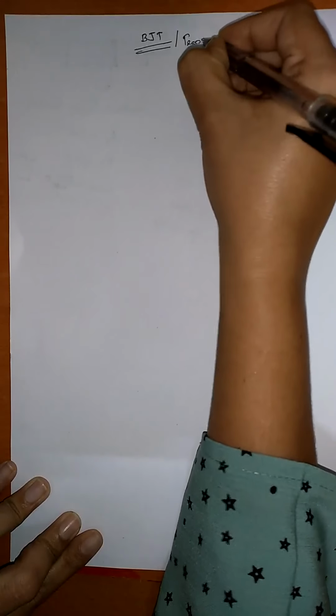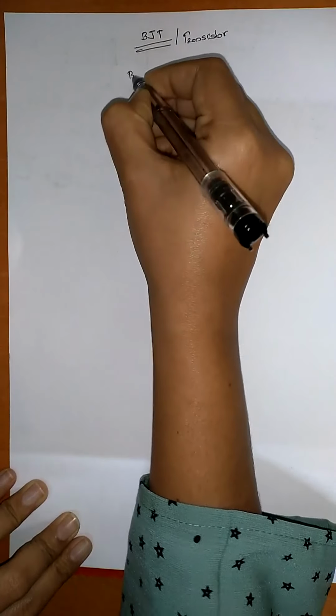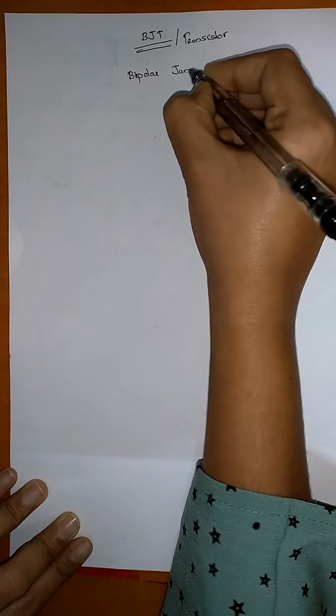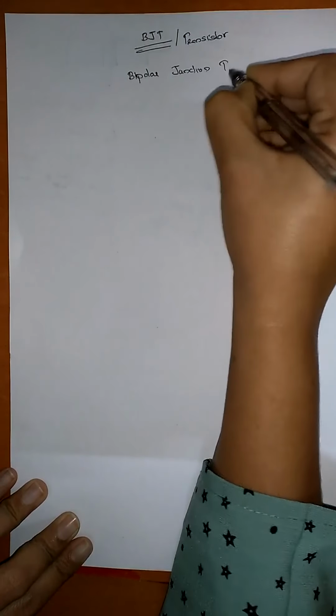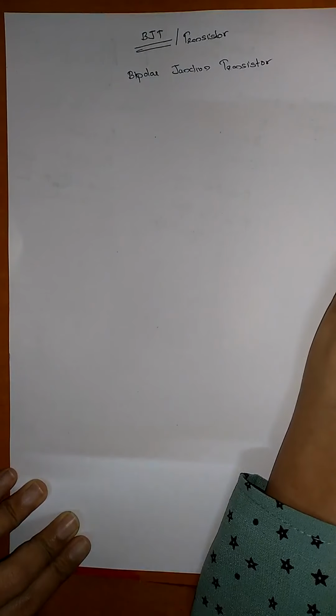Okay, so our first module deals with BJT. What is a BJT, or as we call it, a transistor? Okay, so what is a BJT? The full form is bipolar junction transistor. BJT is bipolar junction transistor.